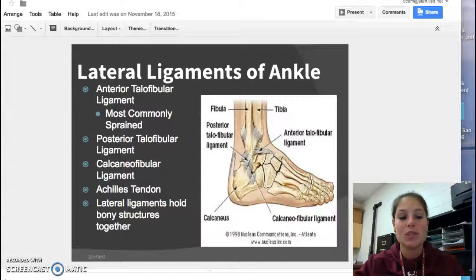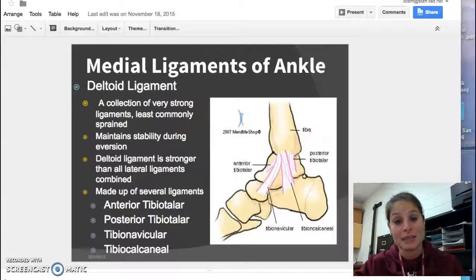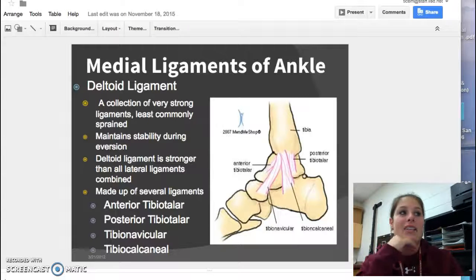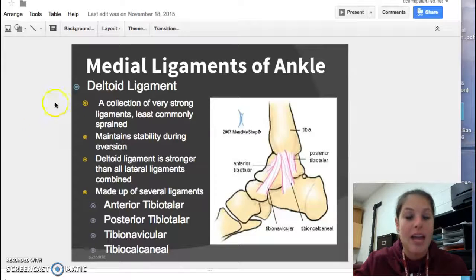The next, we will talk about the group that's on the medial side. Okay, the medial side ligaments are a whole lot stronger because they're a group. Okay, they're kind of all connected, and so because of that, we have less chance that there's an injury to these ligaments because they are that much stronger. Okay, this group of ligaments are known as the deltoid ligaments.